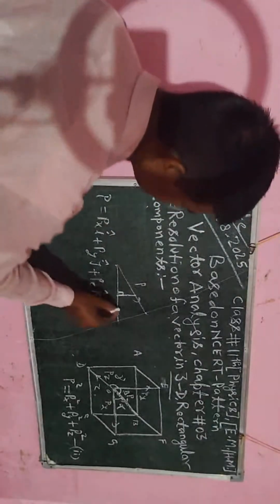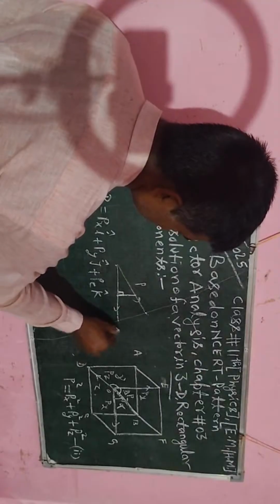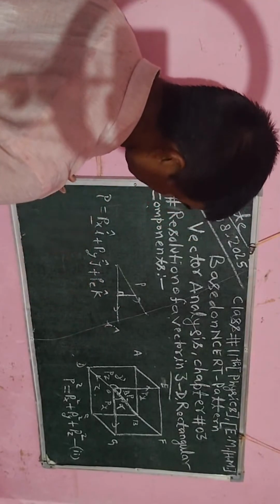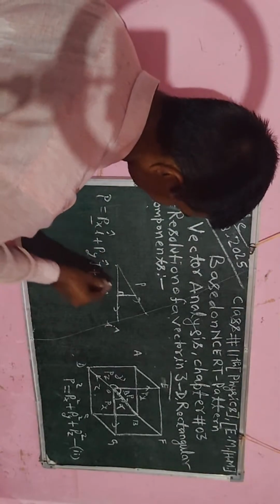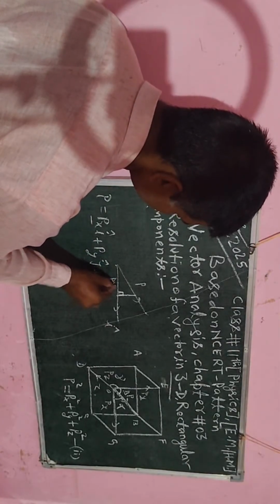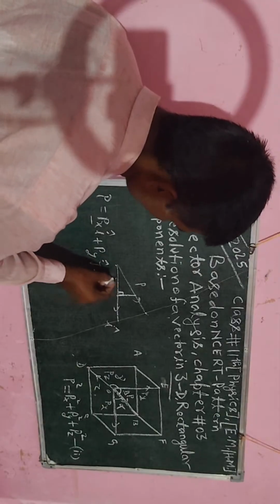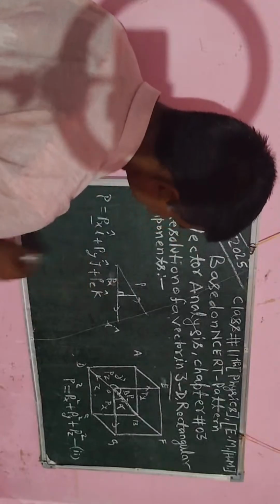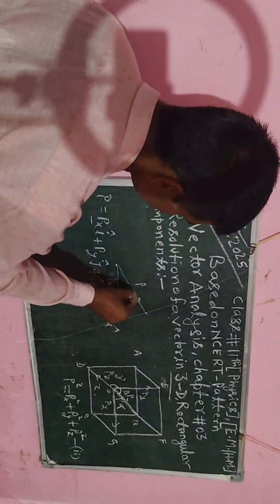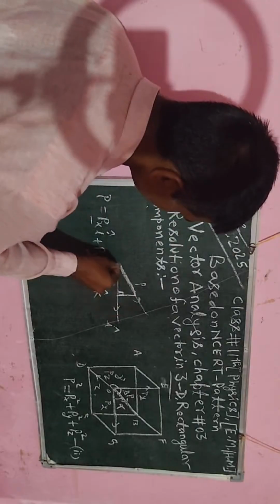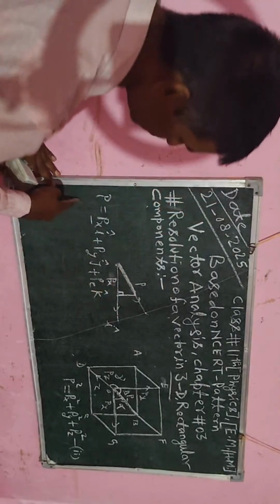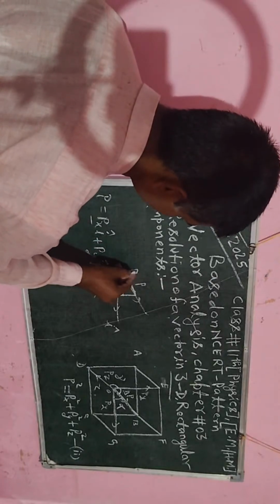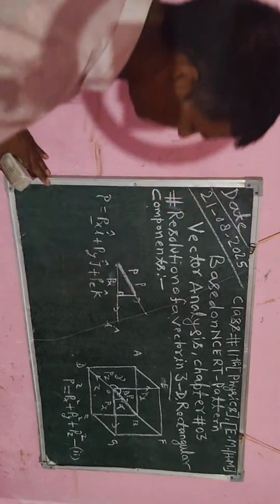Now this is the vector i cap. Along i cap, the coefficient of vector i will be px. So here I have written px, so this length will be px. Now we have to get this length, so I have to take its magnitude. That magnitude will be p, so the magnitude will be that of vector p.